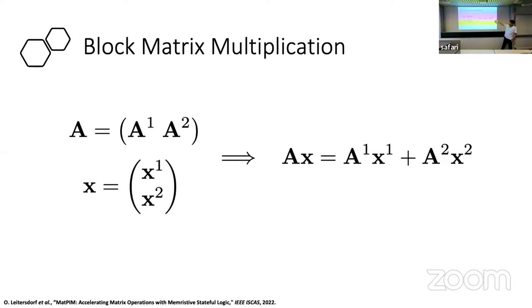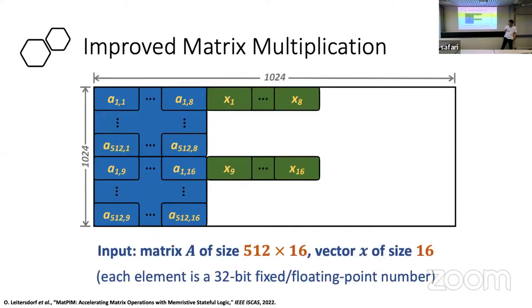Now, if you have this equation and you go back to what we did before, let's say that someone gave us a matrix A of size 512 by 16 instead of 1024 by 8. We're going to first split the matrix into the left half and the right half, and we're going to store the left half at the top and the right half beneath it. So now we're still using 1024 rows, 512 times 2. We're using the same number of columns. We're going to take the vector X and do the same thing: split the first half of X at the top, second half of X at the bottom.